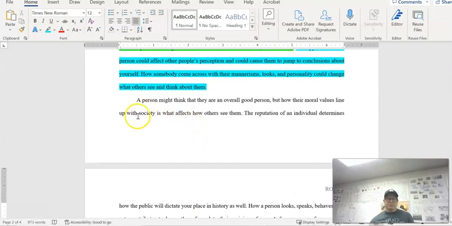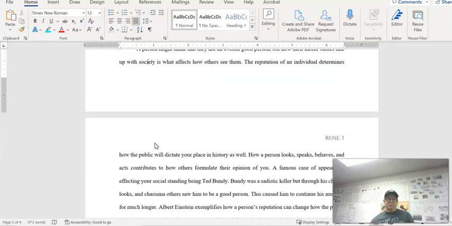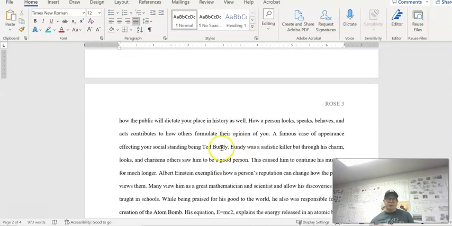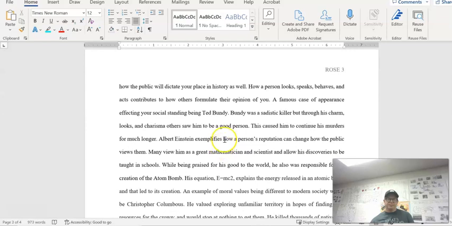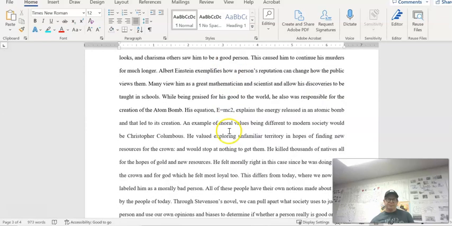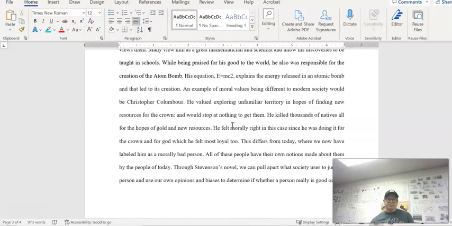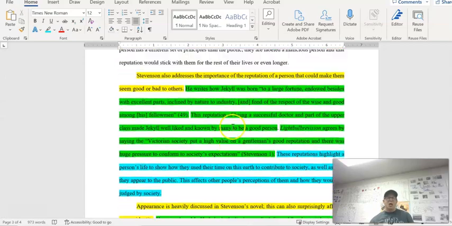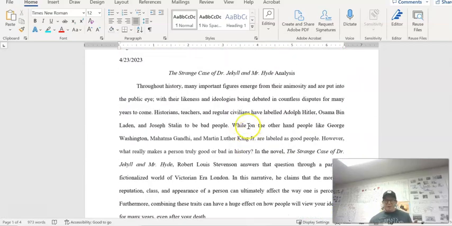This is about, this is a reference to Ted Bundy. Yep. Oh, this is a conclusion. This pretty much wraps up the paper. This is a conclusion.